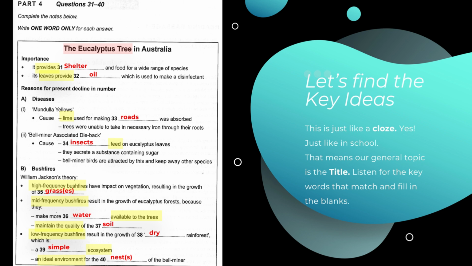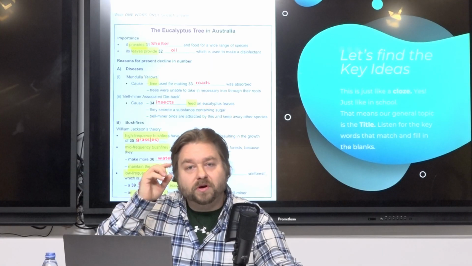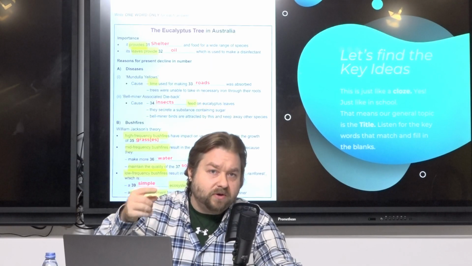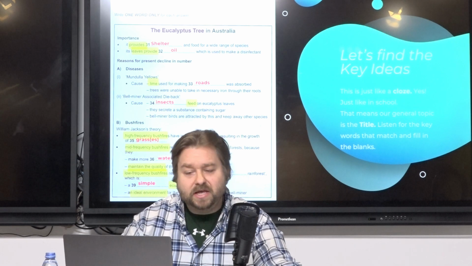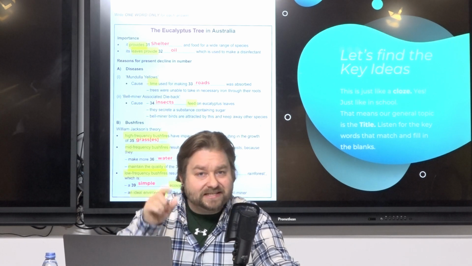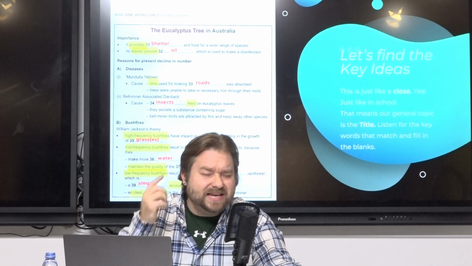Now, let's go on to part 4. Let's find the key ideas here. This is just like a clause. Yes, just like you have in school. It's very simple, right? This means that our general topic is the title, and it is right here, the eucalyptus tree. Listen for the key words that match and fill in the blanks as we go. So that's important. We know that everything is going to be about our subject, the title. And we find our key ideas in our sentences to make it easier to listen to.